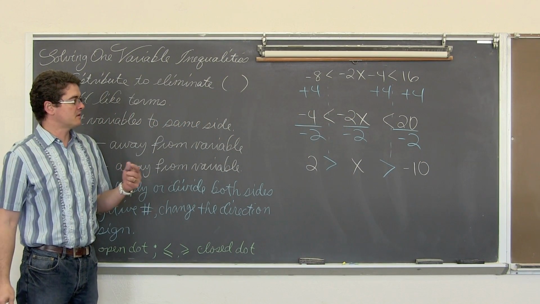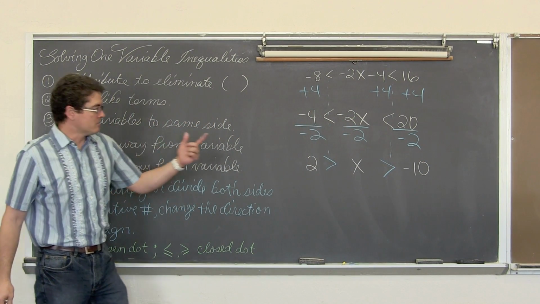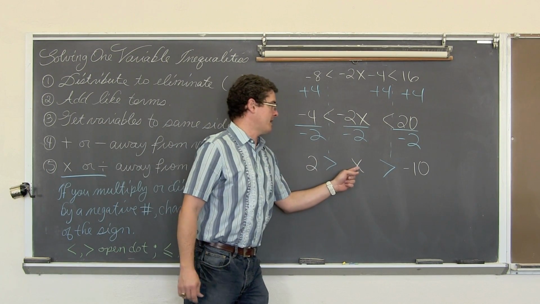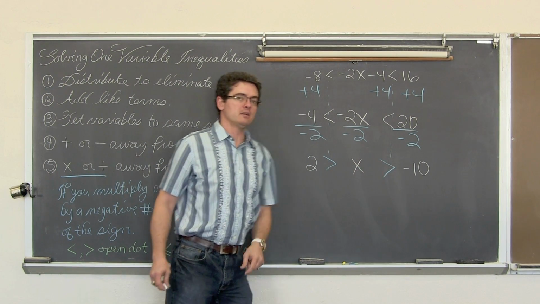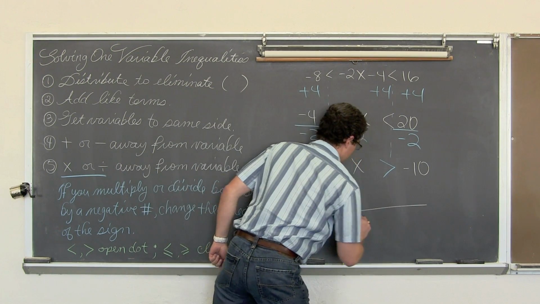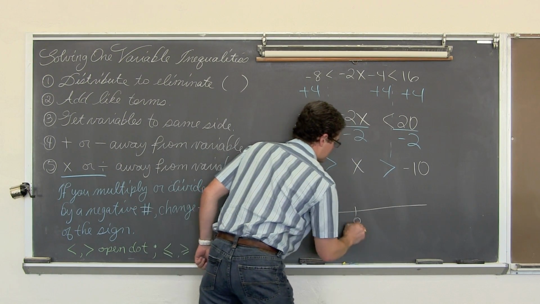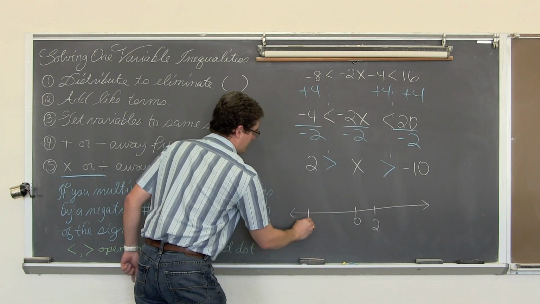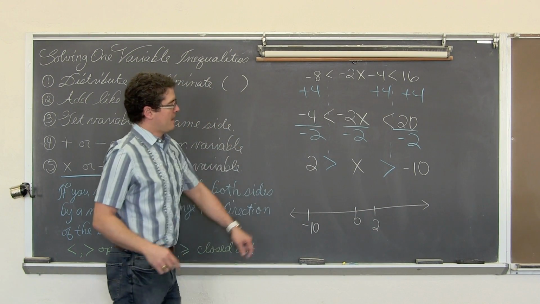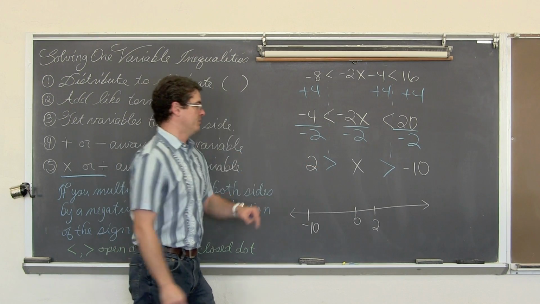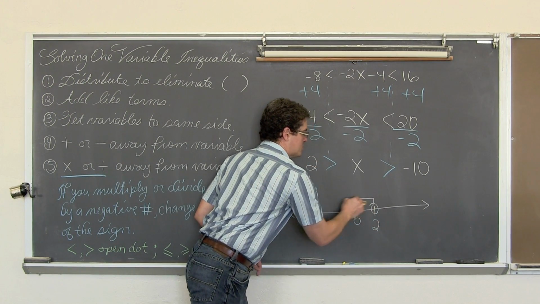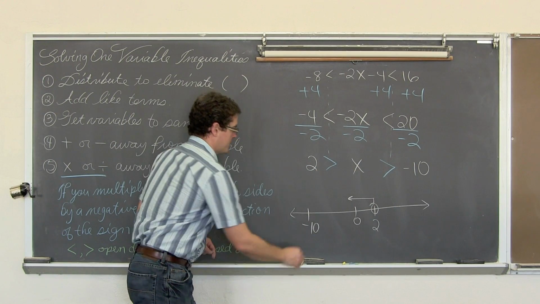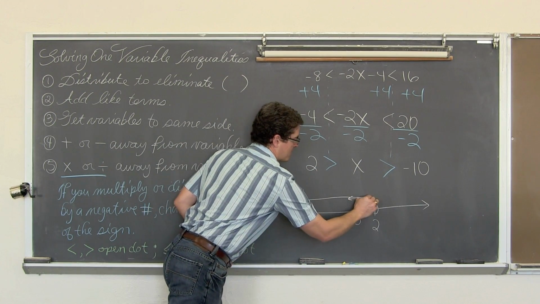So x is both, what? x is less than 2, and x is greater than negative 10. On the number line, that's going to look like this. I'm just going to sketch this number line, and I'm going to put a value of 2 in and a value of negative 10. x is less than 2 means open dot on 2 and shade down. x is greater than negative 10 means put an open dot on negative 10 and shade to the right.